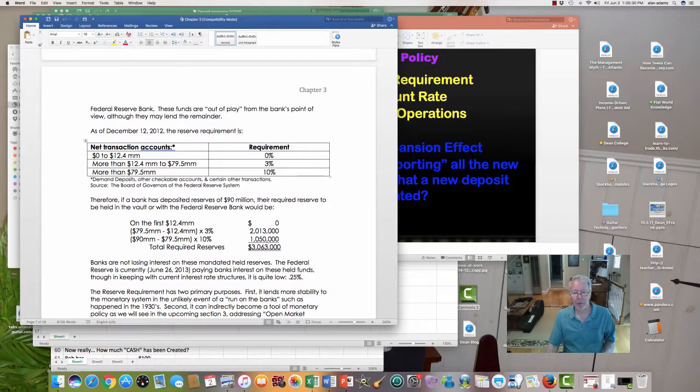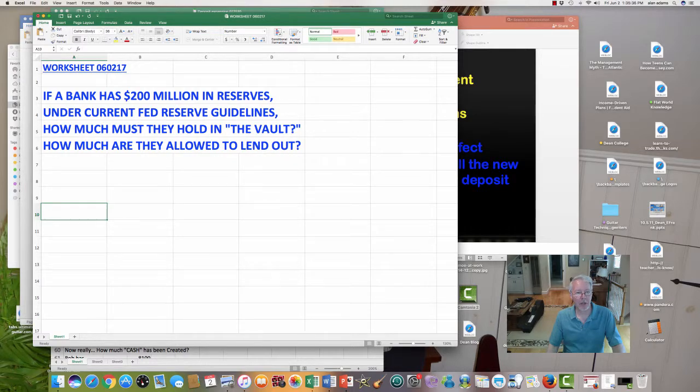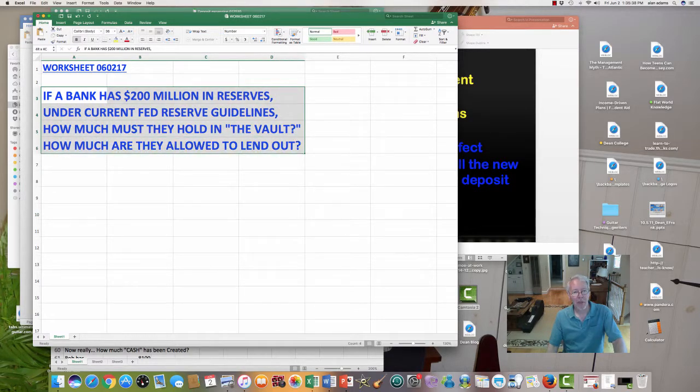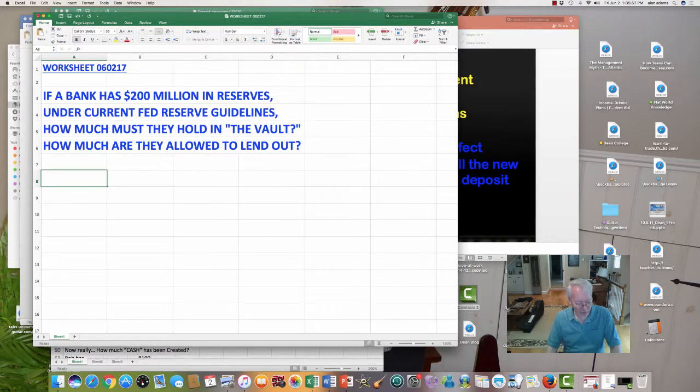I gave you an example in the book, and someone asked if I could elaborate on that a tiny bit, so I'm going to take a moment and do that. I just dashed this one out for you. If a bank has 200 million in reserves, I just picked that number out of the air, under the current guidelines that I used in this citation, page 52, how much does the bank have to keep in its vault? And you could also say, given that, how much of that 200 million can they lend out?